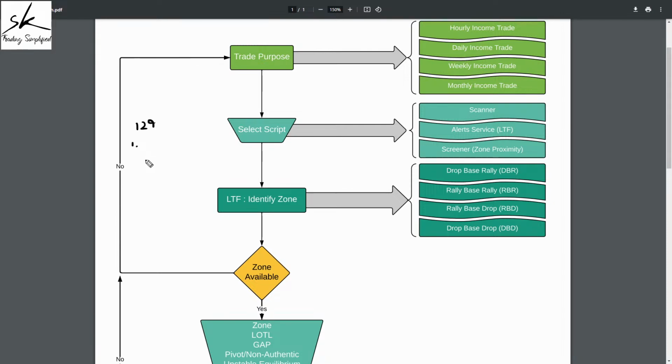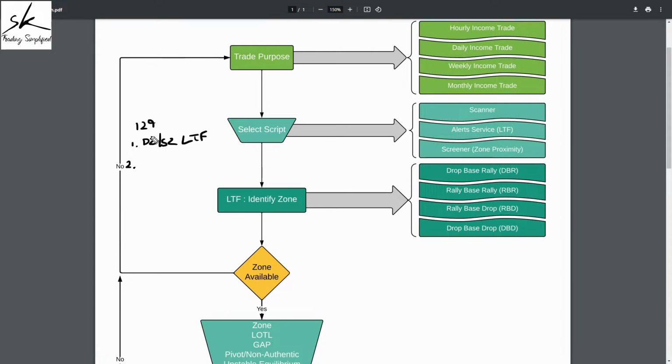So challenge number one: once you go through this bigger list, you'll realize that the majority of the symbols in this list don't have a quality demand area or quality supply area on the lower time frame. And if you don't have a quality zone, you don't have a tradable opportunity, right? A tradable opportunity only exists if you have a quality zone against which you can lean. If you don't have a zone, you're basically wasting your time analyzing those symbols. So that is challenge number one: you might be wasting a lot of time analyzing symbols where no quality demand supply zones are available.